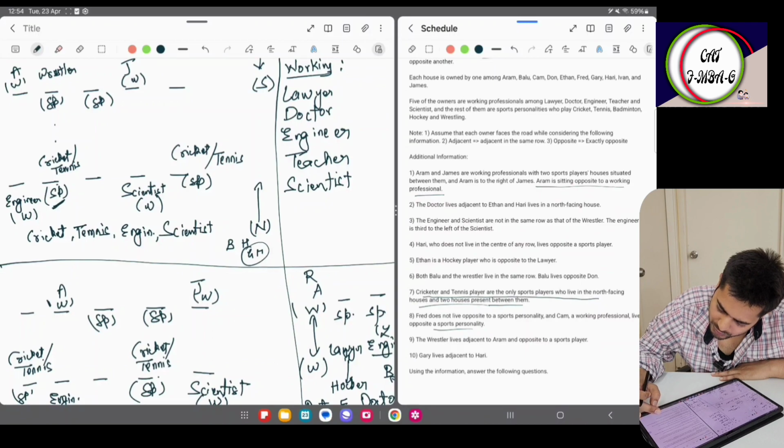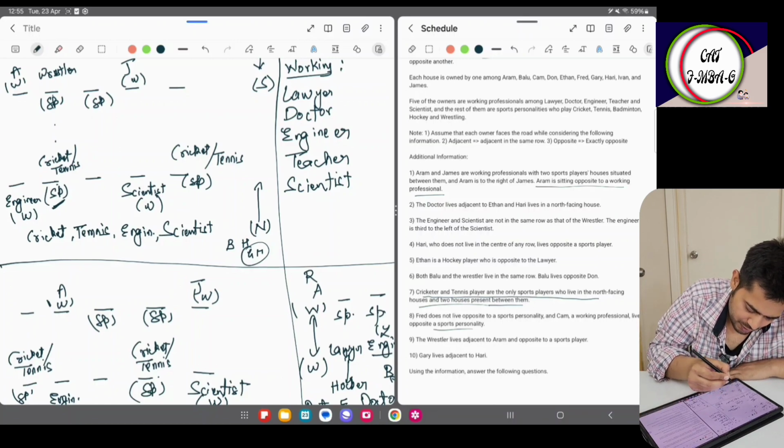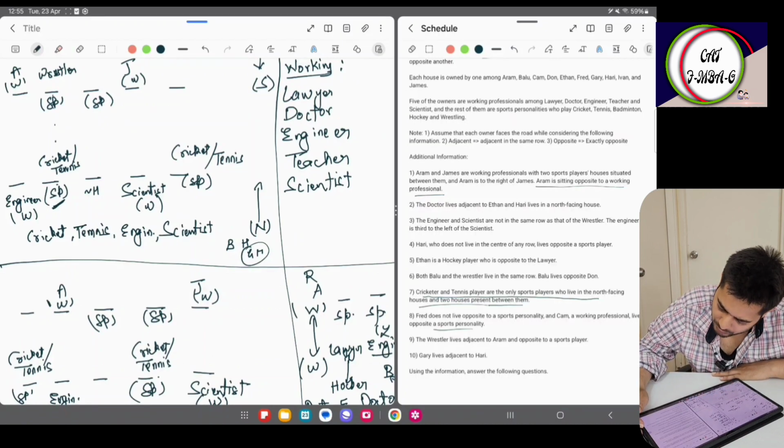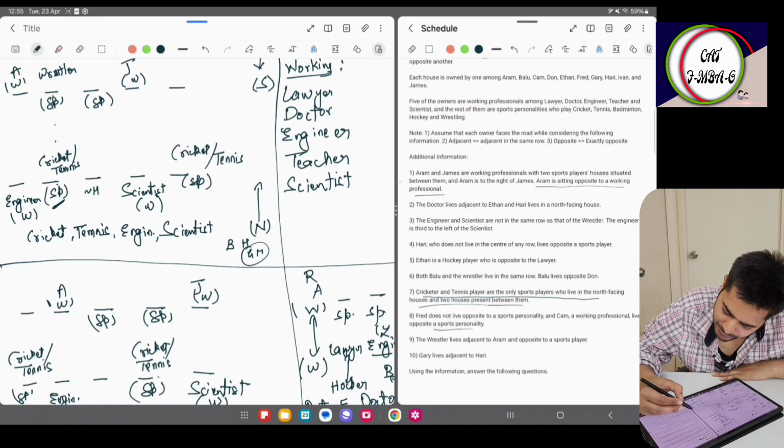Not in the same row as that of wrestler, the engineer is third to the left of scientist. Hari does not live in the center of any row. So obviously here Hari cannot be here. Okay. Now Aram and James is done. This clue is completely done.